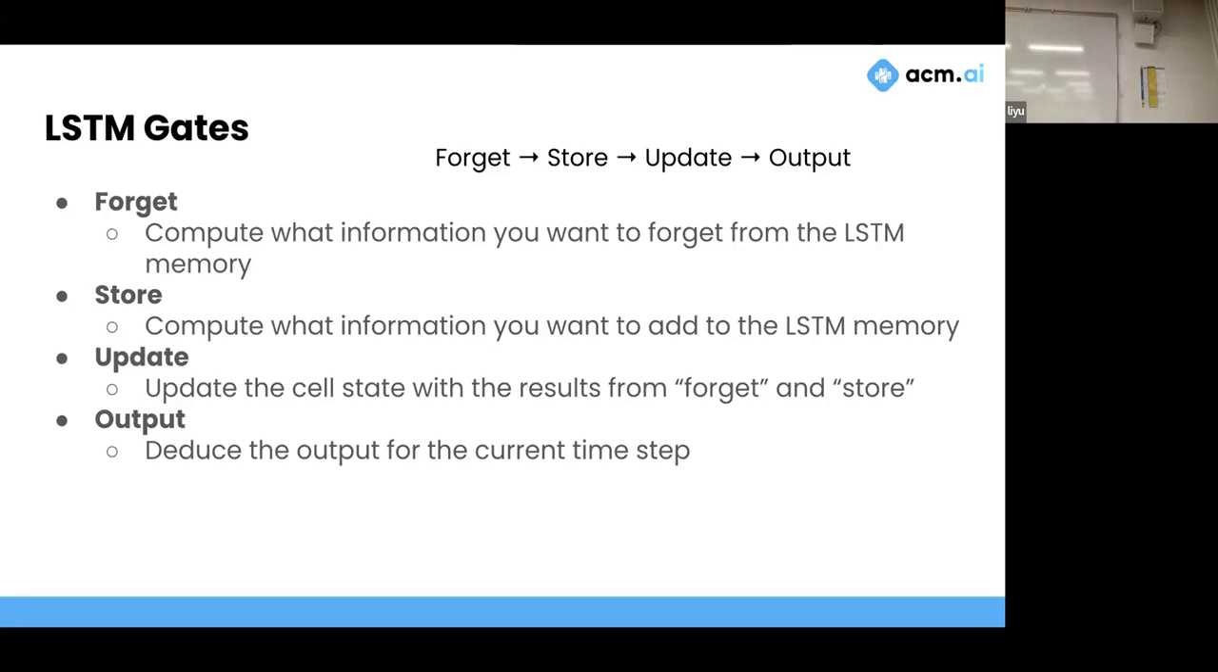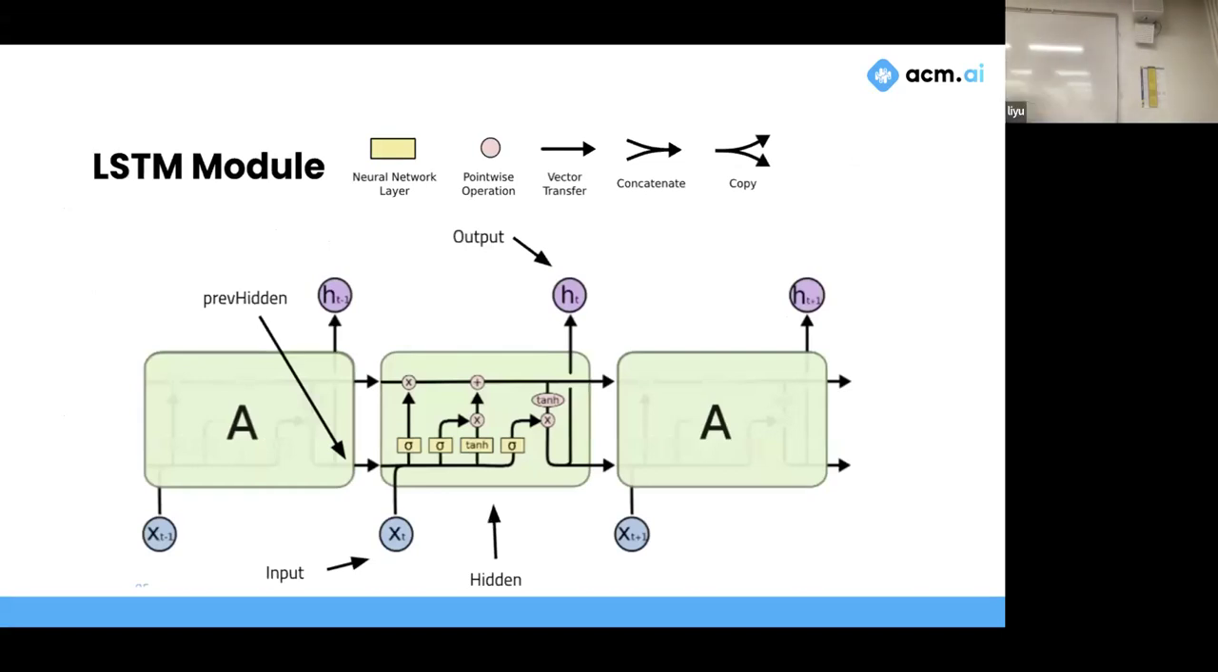And what the store gate does is it computes what information you want to add to your memory, right? So it computes what information you want to add to the experiences that you had based on the current input, the hidden state, and so on. And the update step all this does is actually update the memory, and then the output is the part where you literally output the next cell state and output the hidden state for the next module.